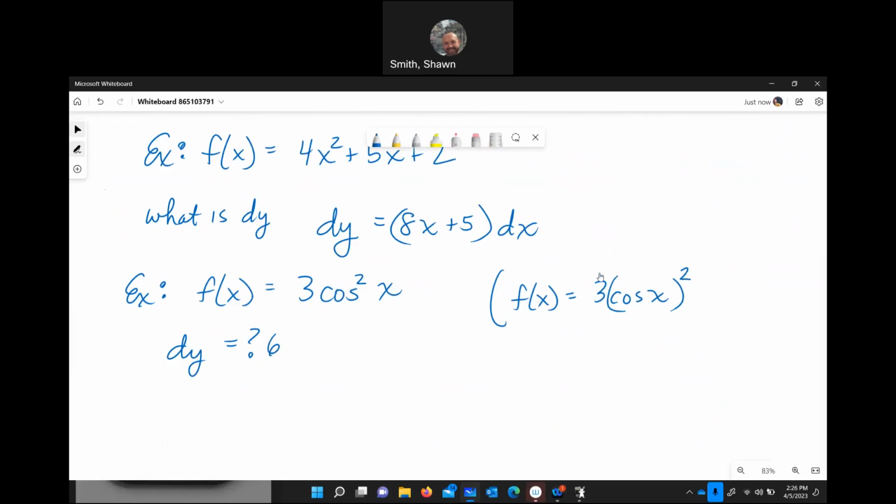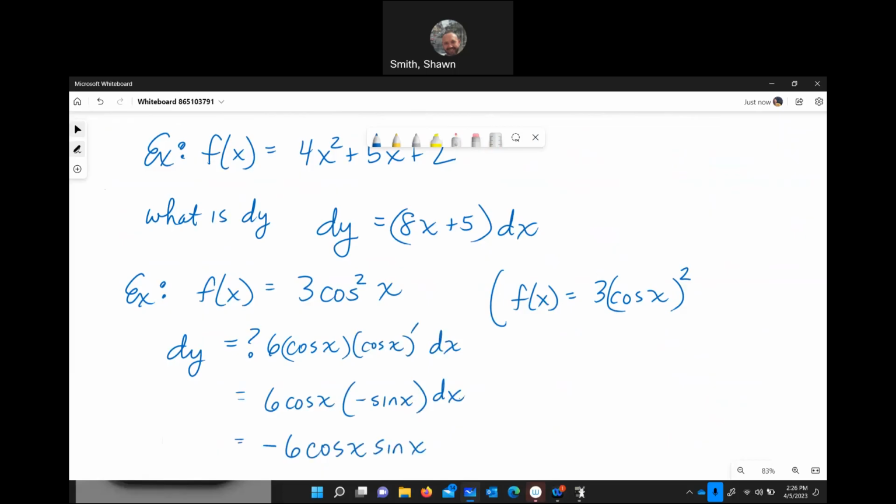Actually, sorry, I probably ought to be doing this differently. I could have done the product rule; that's what just went through my head. So 6 times the cosine of x to the 1 less power, then times the derivative of the inside function, cosine of x primed, and then this is all times dx. What's the derivative of cosine? Negative sine. Clean it up a little bit, put the negative out in front. So negative 6 cosine x sine x dx.